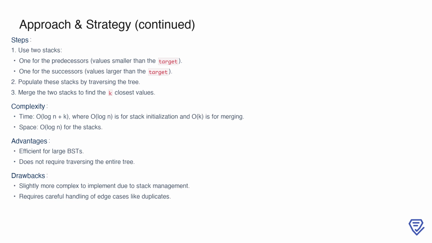Once the stacks are initialized, we merge the two by comparing values from each and selecting the closest ones until we have k results. This approach achieves a time complexity of O(log n + k), where log n comes from stack initialization and k comes from merging. Its space complexity is O(log n), due to the stack usage. While this method is efficient, it requires careful implementation to manage the stacks and handle special cases like duplicate values.